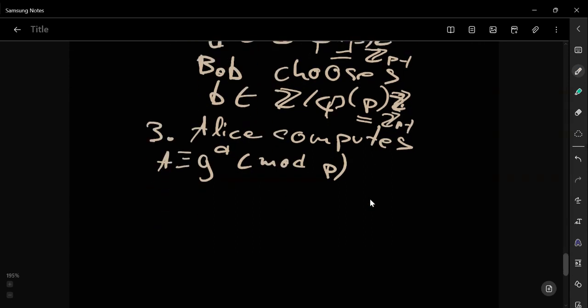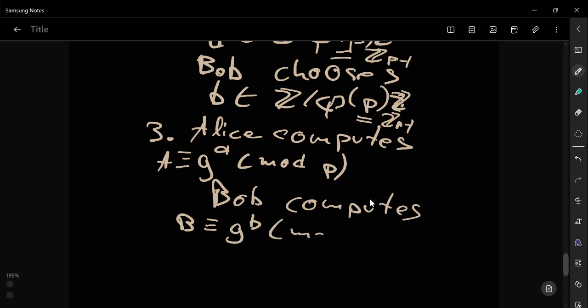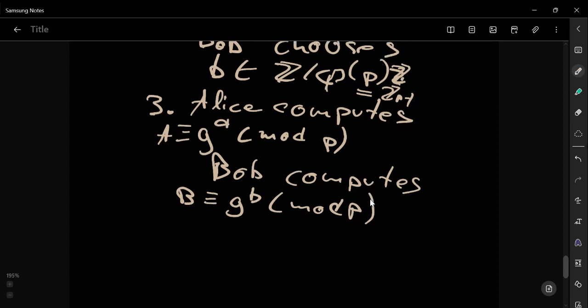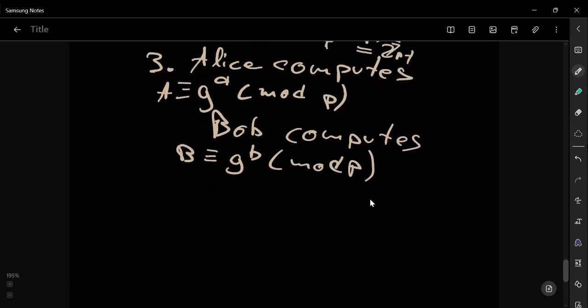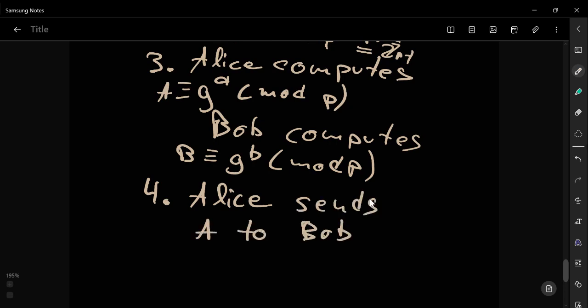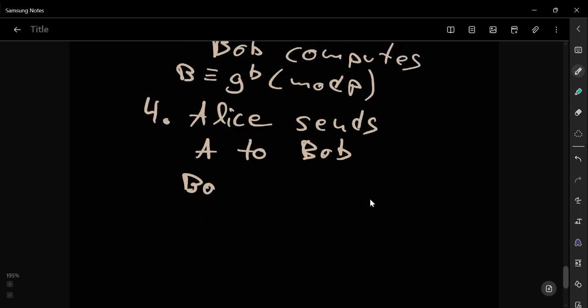Similarly, Bob computes g to the power of b, let's call this B, modulo P. It turns out that we can compute g to the power of a and g to the power of b pretty easily. There are very efficient algorithms to do that, and maybe I'm going to talk about it in another video, but not now. Afterwards, Alice sends A to Bob, and similarly, Bob sends B to Alice.